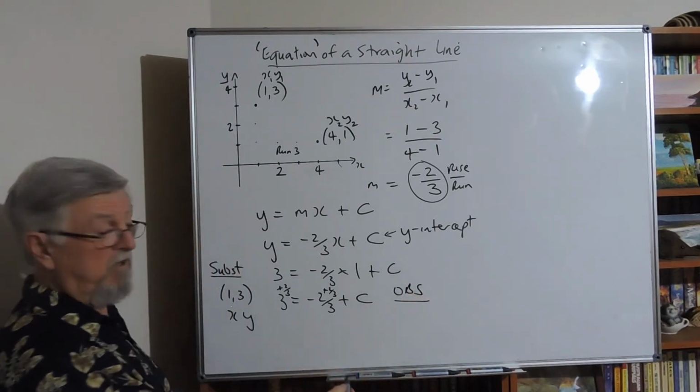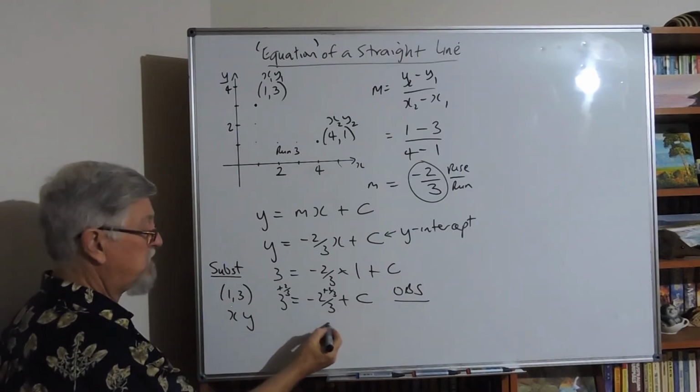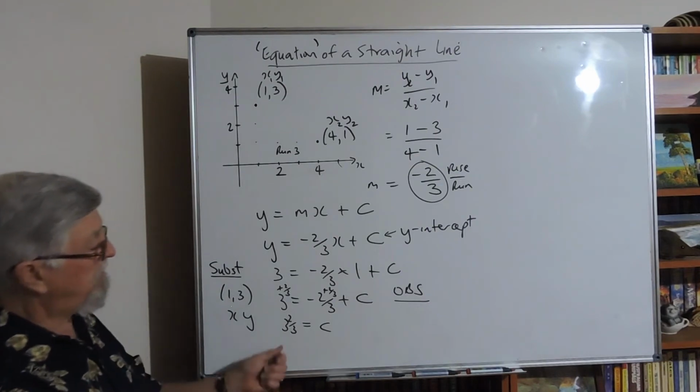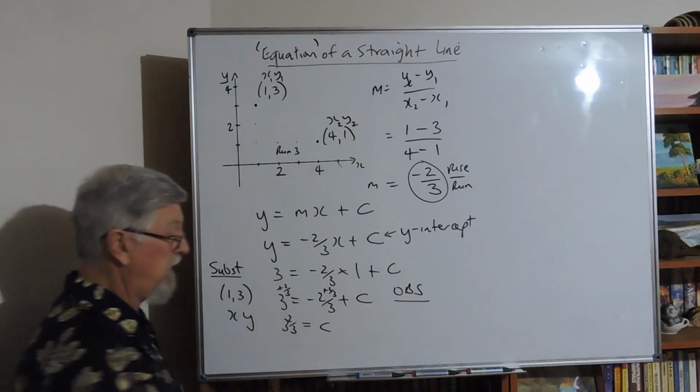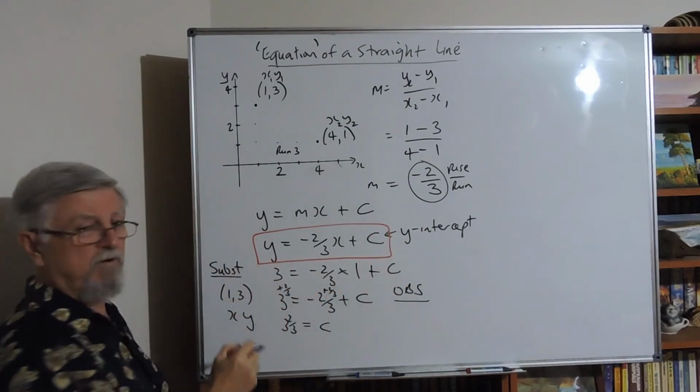Opposite to both sides, and the opposite of -2/3 is +2/3. And you end up with c equals 3 2/3. So let's go back to the equation, back up here, go back to what we said for a moment.